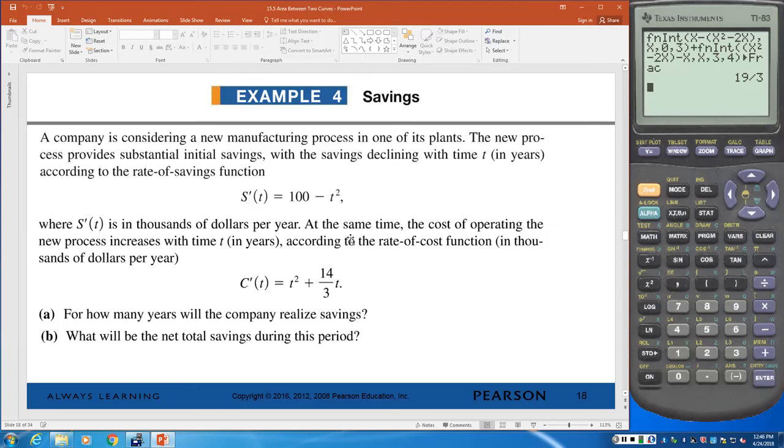At the same time, the cost of operating the new process increases with time T in years, according to the rate of cost function in thousands of dollars per year. So this is your marginal cost function. And it's T squared plus 14 over 3 times T. So the first question is, how many years will a company realize savings? For how many years will they actually save some money? Okay? And then what will be the total net savings during that period?